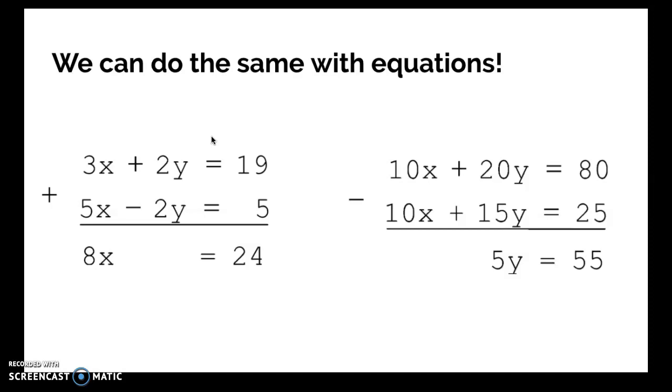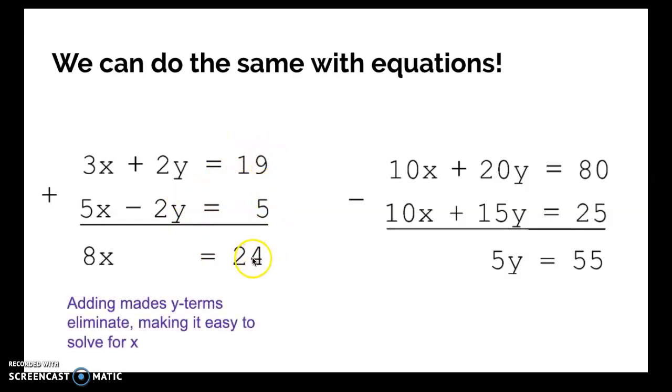So if I add these two equations, notice how 3 plus 5x gives me 8x's, but when I add my y terms, it goes away because they have opposite signs. And then I can add my constant terms to get me 24. But notice when I added these equations, the y terms were eliminated, making it easy to find x. We can figure out that x is going to be 3 because 3 times 8 is 24.